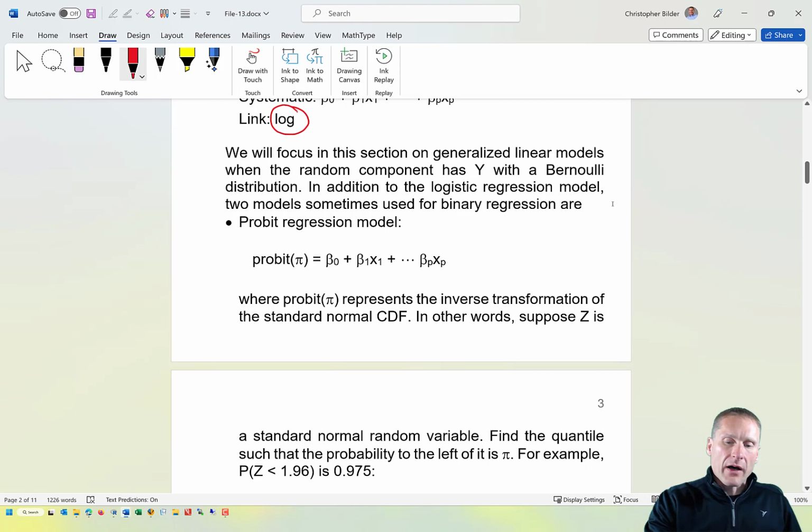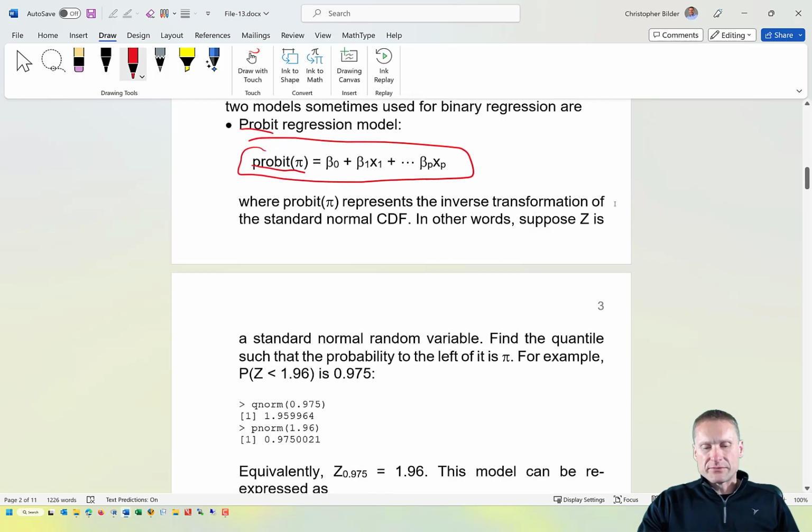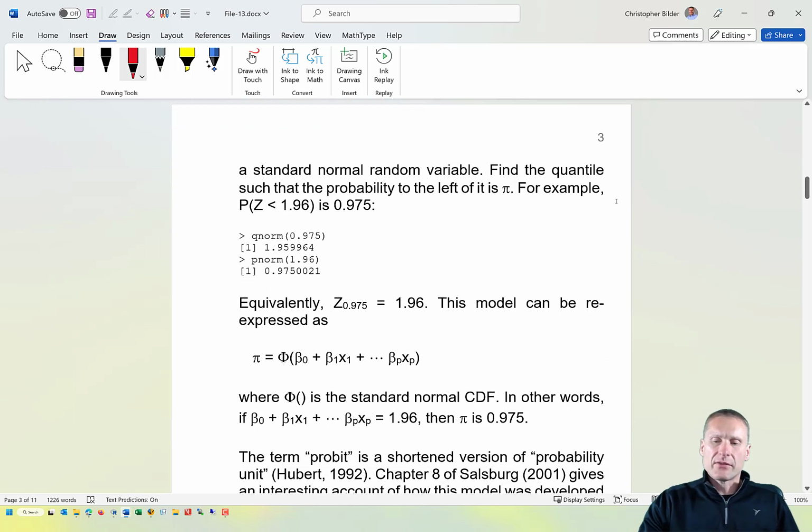Now, one of these models is called a probit regression model. Here's the statement of the model, and you can see that it has similarities to what we had previously for the logistic regression model. Instead of a logit link, we use a probit link. What exactly is this probit link? Well, to help discuss this, let's go back to something that we've seen before. Let's say that Z has a standard normal distribution. I want to find the probability that Z is less than 1.96. That value is 0.975.